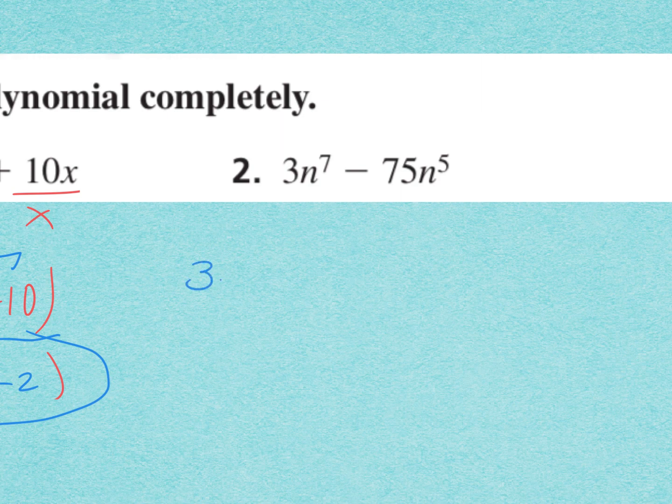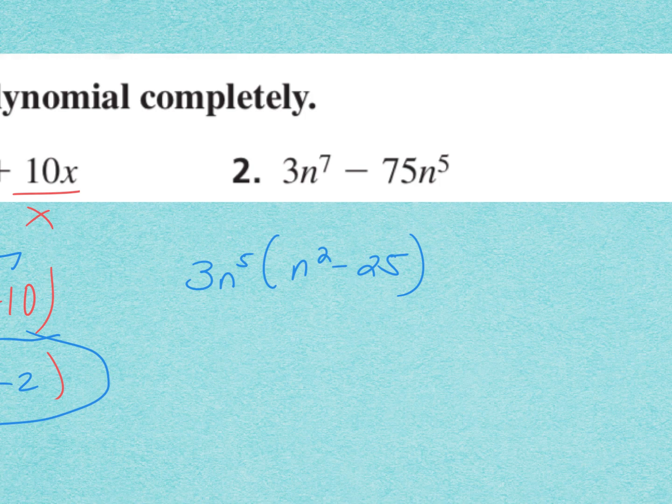3 and how many n's? N to the 5th. Very good. So this leaves me with n squared minus 25. If you guys can see that, you don't have to write the 3n to the 5th underneath both. That's fine. If you want to write it so you can see it better, that's fine as well.